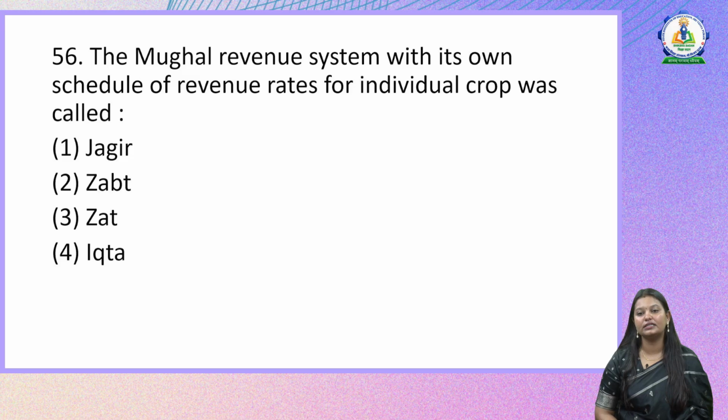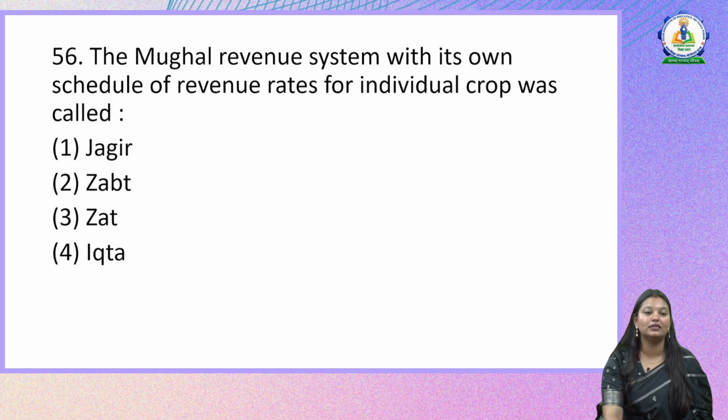The Mughal revenue system, with its own schedule of revenue rates for individual crops, was called Jagir, Zabt, Zat, Ikta. So when you look at these four terminologies, and when we talk about the Mughal revenue system, which is also one of the important topics when we are discussing the history part of social sciences. So Jagir is not that, and then there are various kinds of revenue systems, but this particular revenue system wherein the crops are evaluated and based on that the revenue rates are decided.